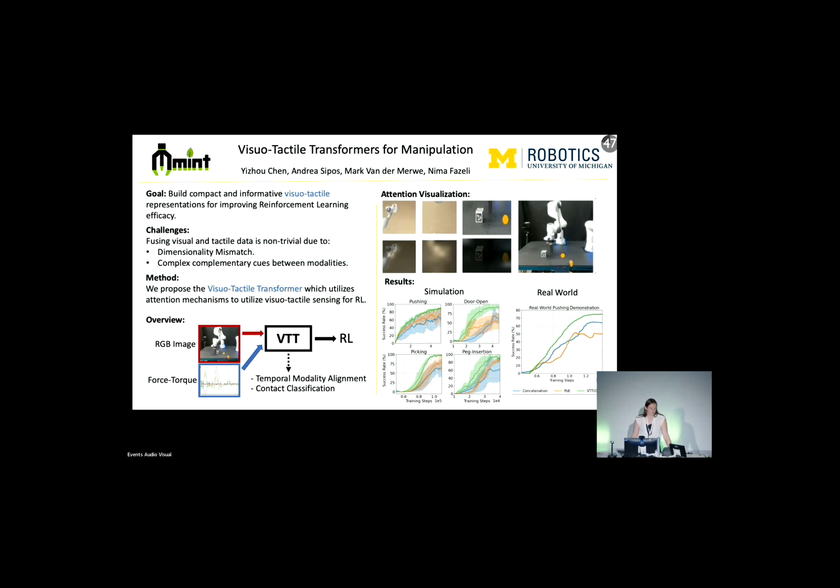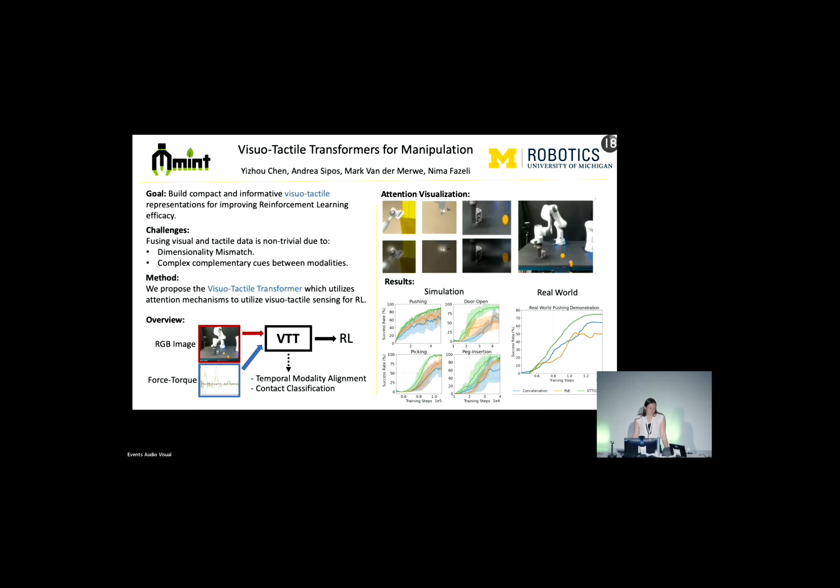The goal of this work is to build compact latent space representations in the joint domain of vision and touch in order to improve RL efficacy for contact-rich robotic manipulation. Fusing vision and touch is non-trivial. Some of the challenges of this task are dimensionality mismatch and complex complementary cues for multimodal feedback. To address these challenges, we propose the visuo-tactile transformer, or VTT. VTT utilizes self and cross-attention mechanisms and learnable embeddings to create these compact latent spaces for RL.